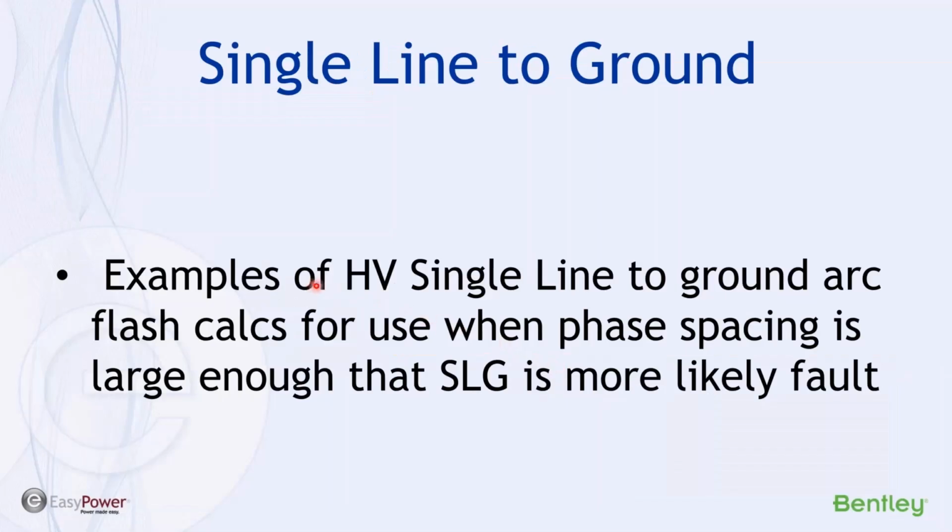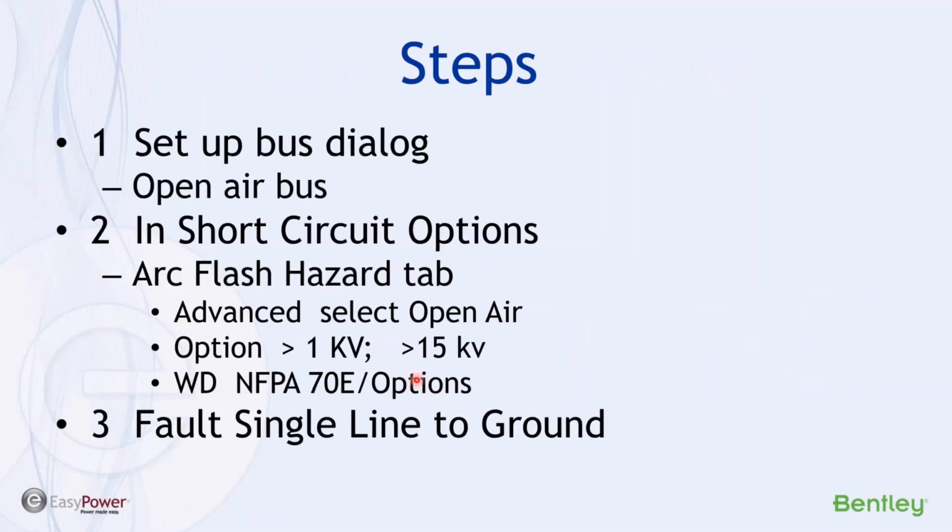So examples of high voltage or medium voltage single line to ground arc flash are used when phase spacing is large enough such that single line to ground is a more likely fault than a three-phase fault. And this is sometimes referred to as the ARCPRO method, but what you'll see, and I'll get into the details, is that ARCPRO calculates a heat flux. You still need to know what the time element is in doing the calculation.